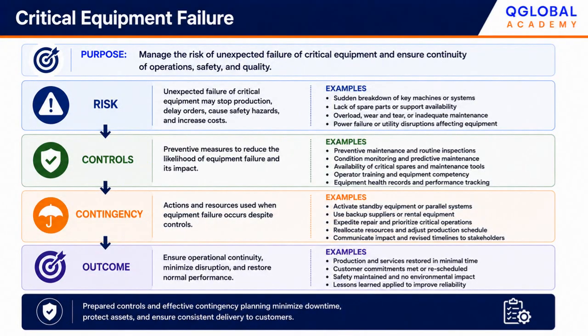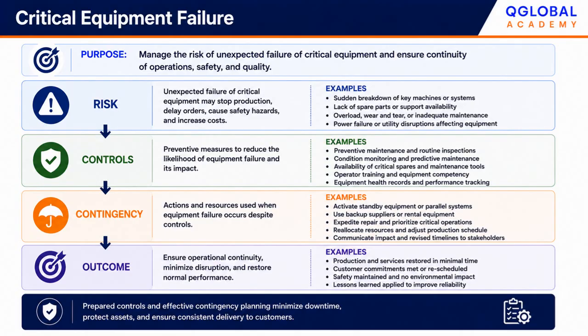Critical equipment plays a vital role in many operations. If this equipment fails unexpectedly, production or service delivery may stop completely. Examples include machine breakdowns, utility failures, calibration issues, software failures, or unexpected maintenance requirements. Preventive controls include scheduled preventive maintenance, routine inspections, equipment monitoring, timely calibration, operator training, and maintaining maintenance records.